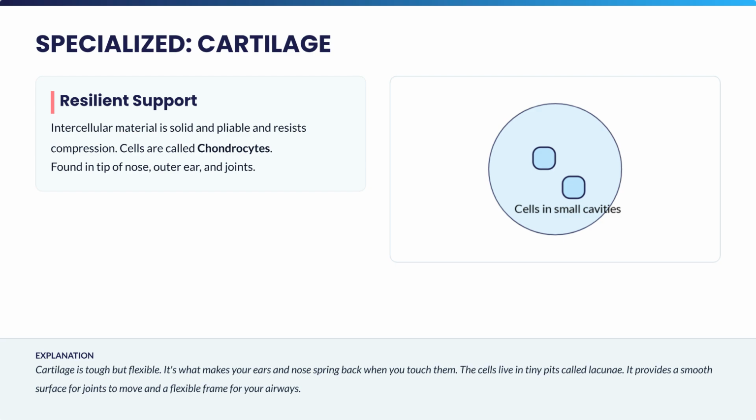Cartilage is a specialized connective tissue providing resilient support. Its matrix is solid and pliable, resisting compression. Cells, called chondrocytes, live in small cavities or lacunae. It is found in the nose, outer ear, and joints.